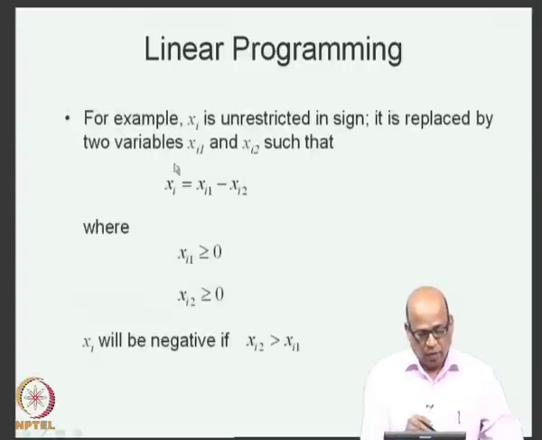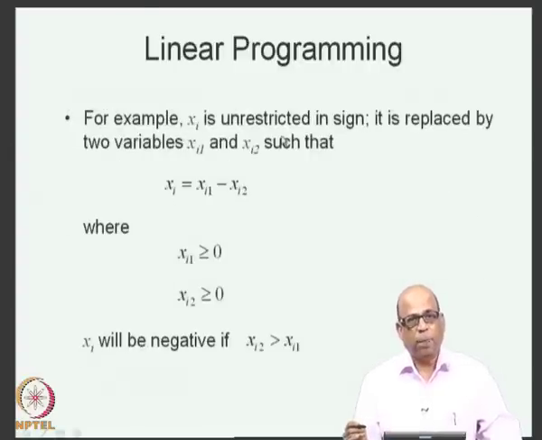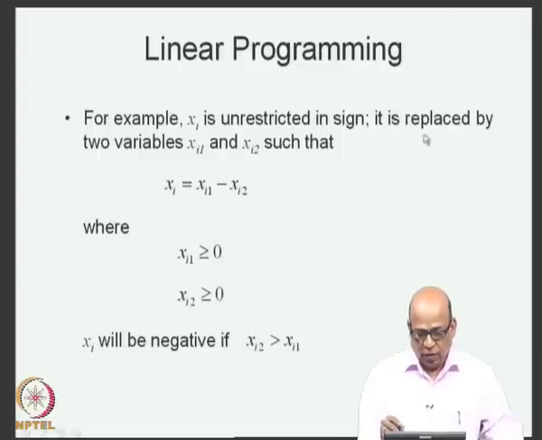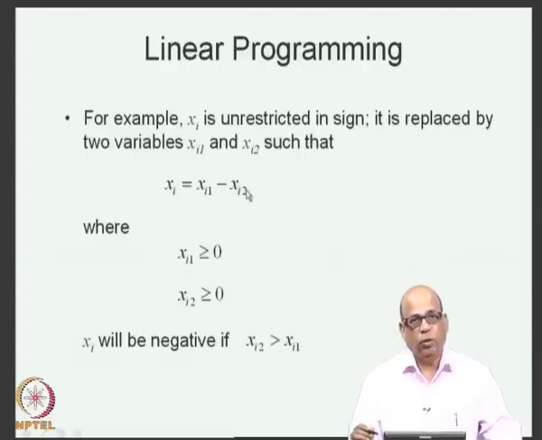Let us say that xi is unrestricted in sign, then we can replace xi by a difference xi1 minus xi2, with both xi1 and xi2 non-negative. So, if in your final solution xi has to be negative, what happens? xi2 will be greater than xi1, and if xi has to be positive, xi1 will be greater than or equal to xi2. In fact, in the solutions you will see that only one of them will be non-zero.